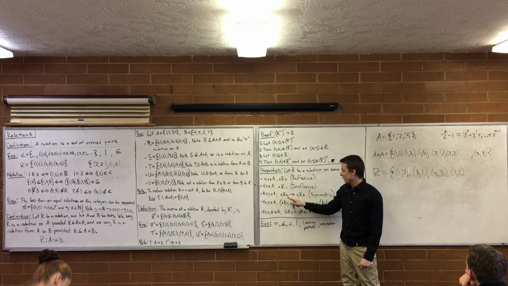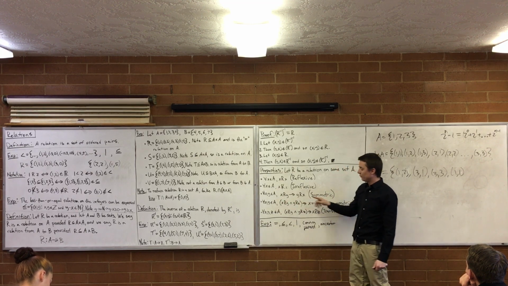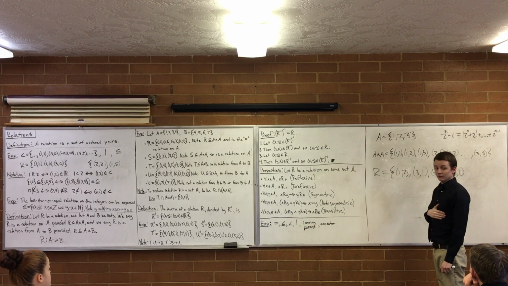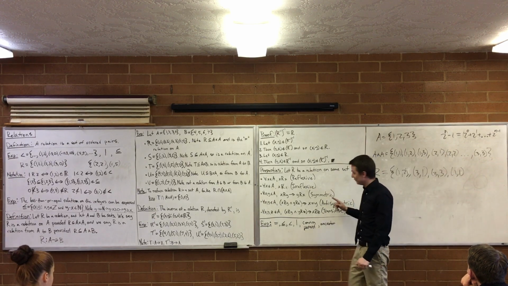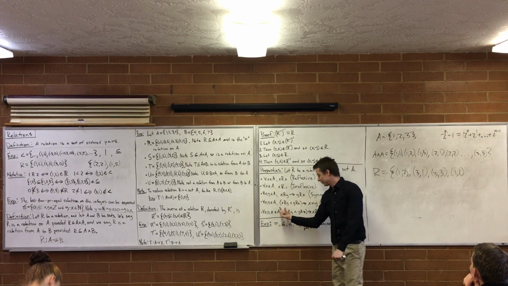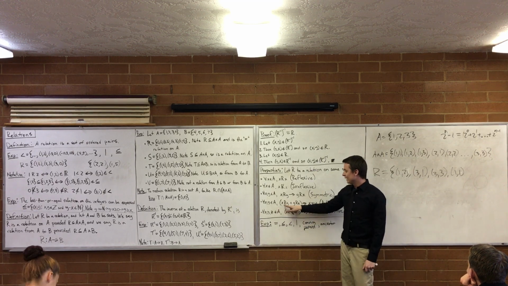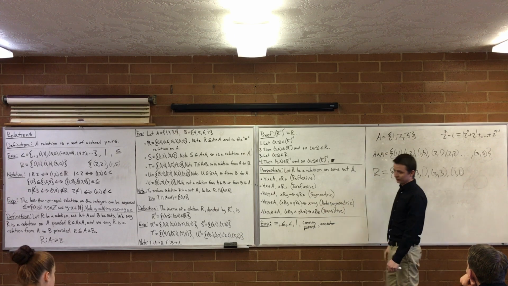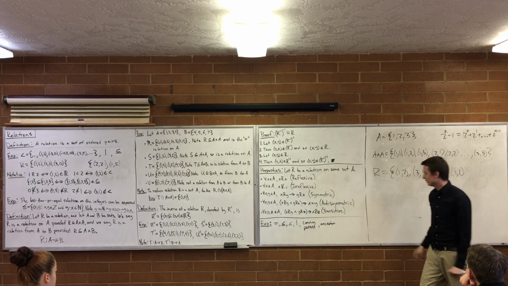If Jack has a common parent with Jill, does Jill have a common parent with Jack? Yes. Okay, that one was tricky. Alright, let's look at this one. If Jack has a common parent with Jill, and Jill has a common parent with Jack, are Jack and Jill the same person? No, so it's not anti-symmetric.